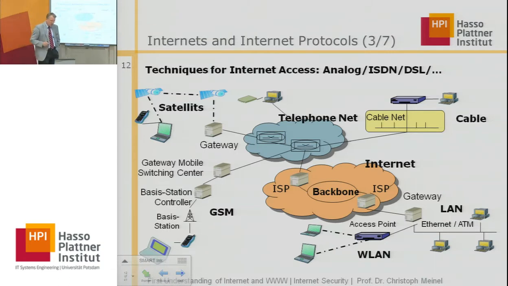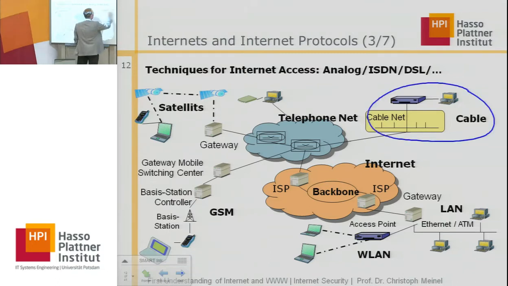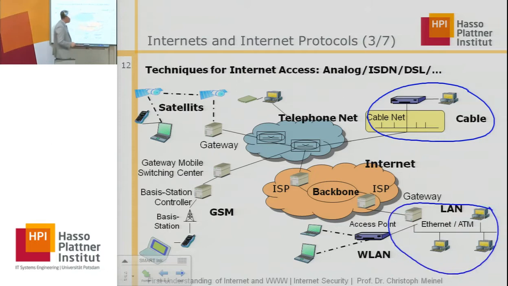If we have a little bit closer look, then we see, for example, here, this is a typical situation where we have a cable net inside a company. There are switches, there are hosts, and they are connected, for example, by an Ethernet. Here is another Ethernet, a local area net, or an ATM net. We can help computers communicate with such a local area network via wireless by means of wireless local area networks. You see there are different technologies.